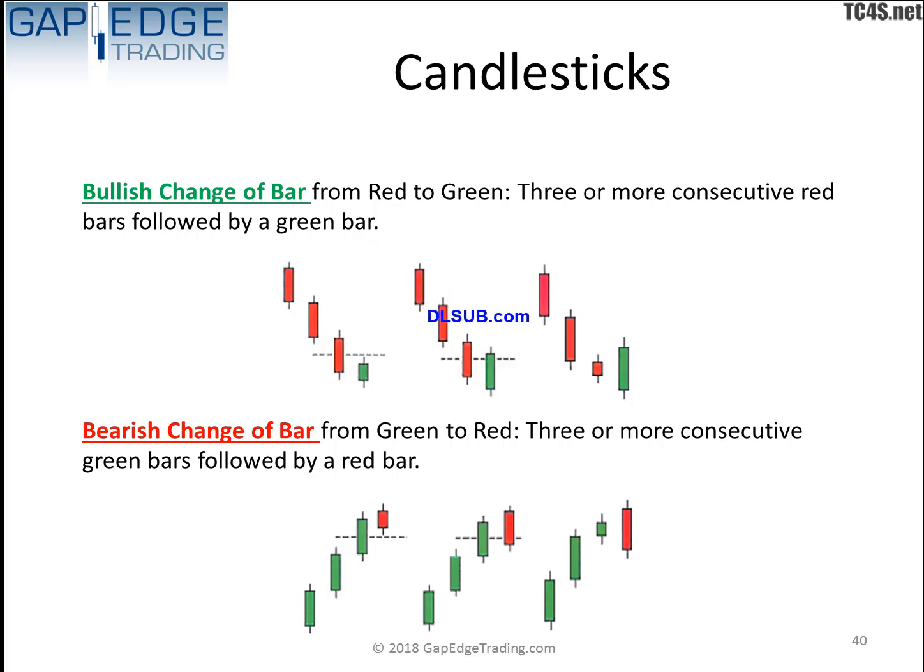So for example, on the top row, we've got a bullish change of bar from green to red. Three or more consecutive red bars followed by a green bar just show you there's a change in momentum, a shift. So, 3 down. This isn't a setup. This is just showing you a change is occurring, so just pay attention to it. On the bottom we have the bearish change of bar from green to red, and these 3 or more consecutive green bars followed by a red bar show you there's a shift in momentum. Just be aware of what's going on in the time frame you're trading.